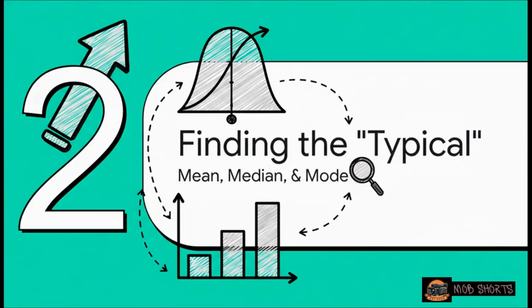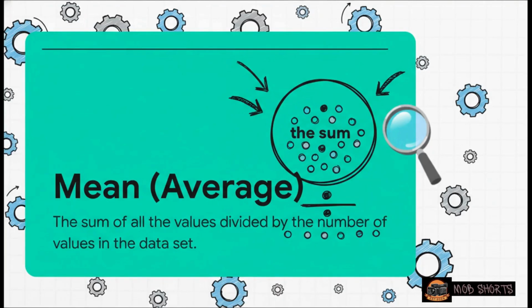So how do we find that typical value? Well, there are actually three main ways to do it. And what's cool is that each one gives us a slightly different perspective, a different piece of the story. So let's dive in.